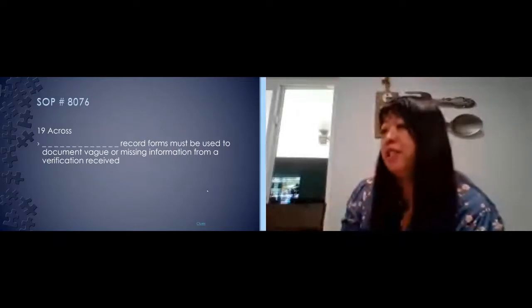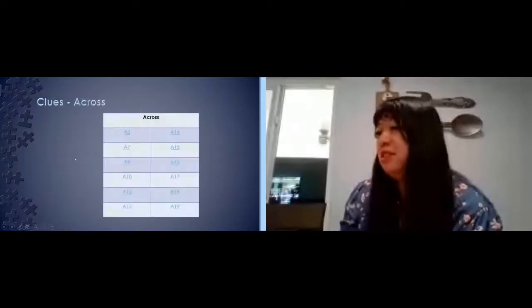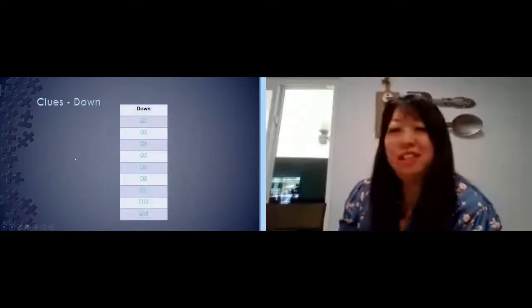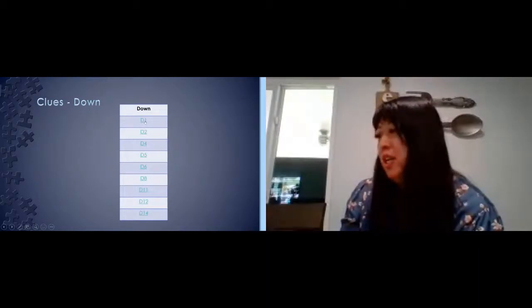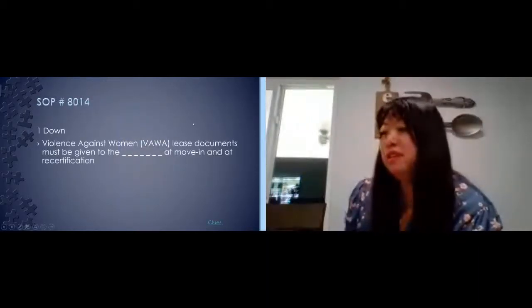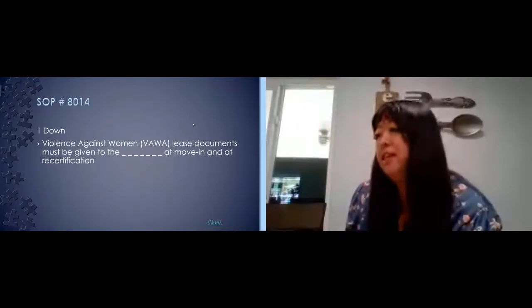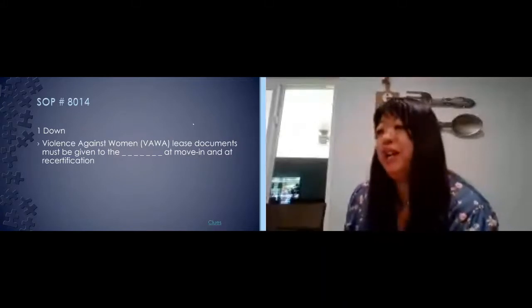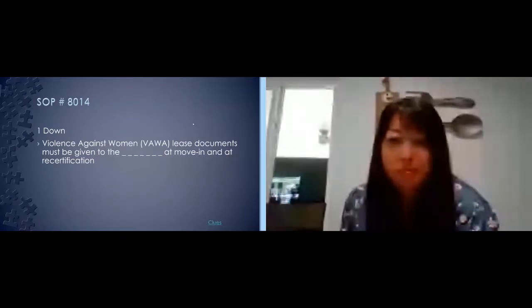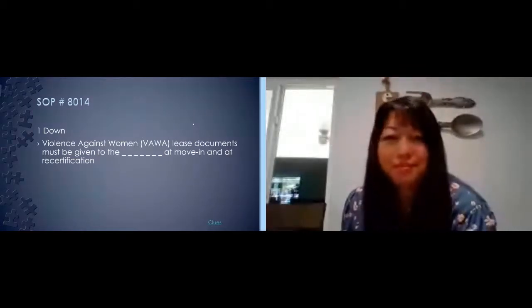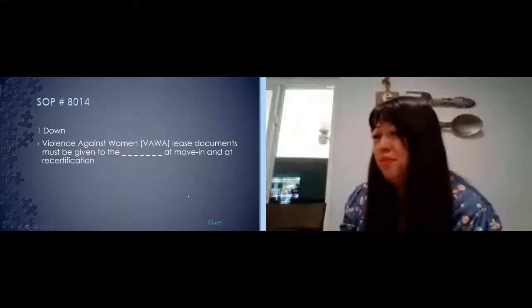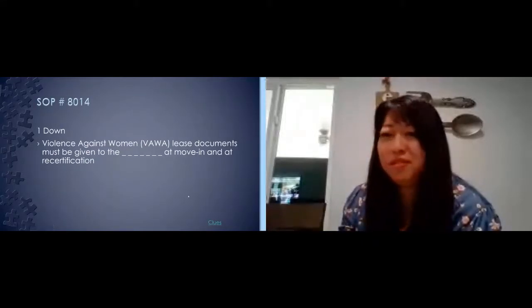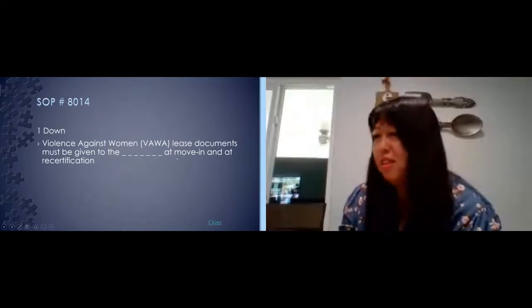Okay, you guys ready for down clues? Here we go. We got a few here. First one here, found in SOP 8014. Violence against women, VAWA lease documents must be given to the who at move-in and at recertification. Who gets these forms? Found in 8014.